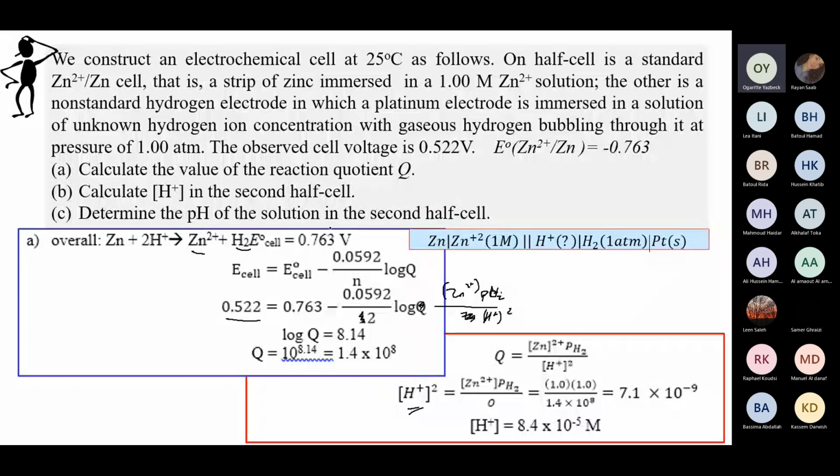Okay, determine the pH of the solution in the second half reaction. Once you have the H plus, the pH is minus log of H plus concentration.